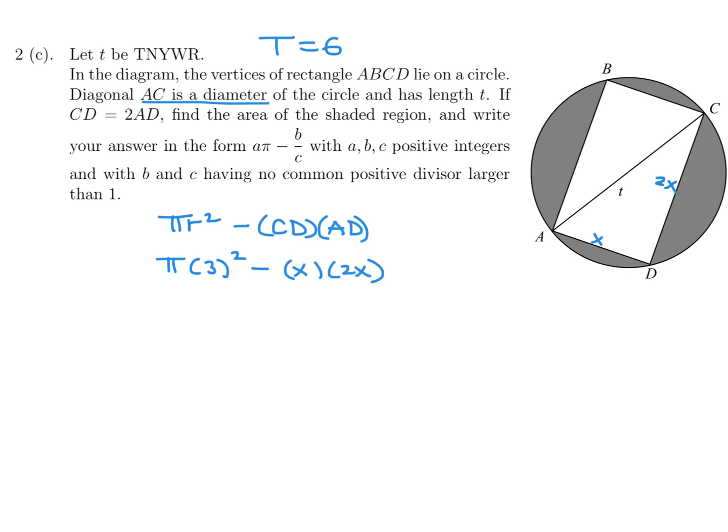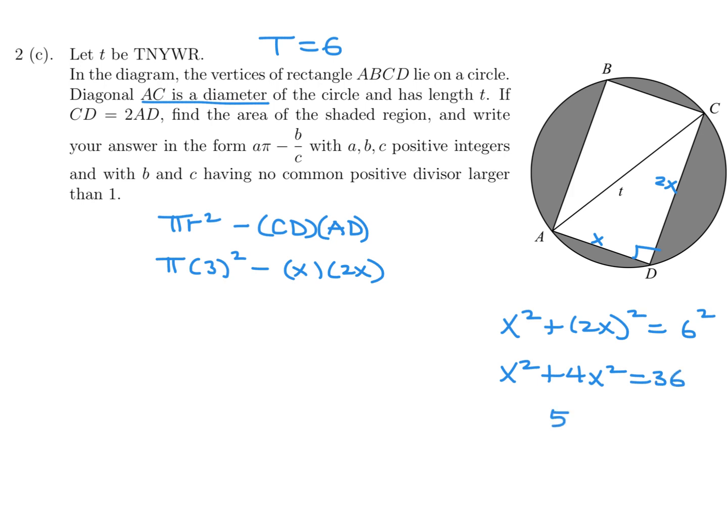Okay, now I've got to use Pythagoras to figure out x. I got it. So x squared plus 2x squared is equal to t squared, but t is 6. Okay, I understand. I was thinking that there was some information missing, but there isn't. So x squared plus 4x squared is 36.